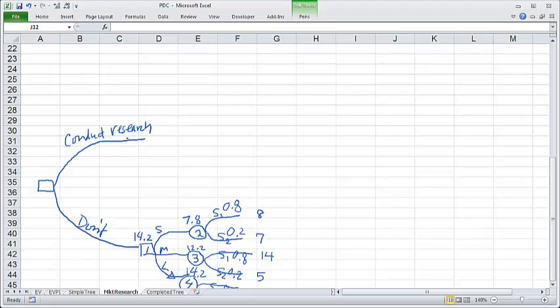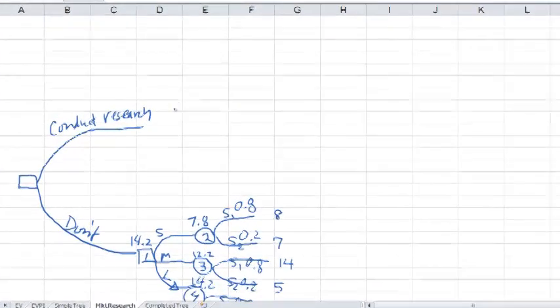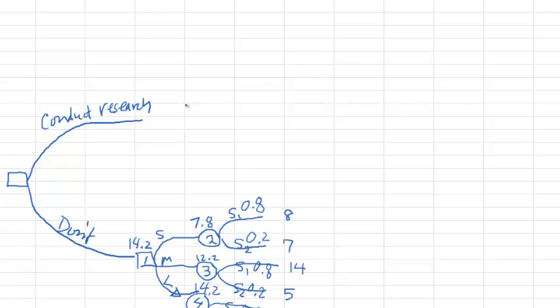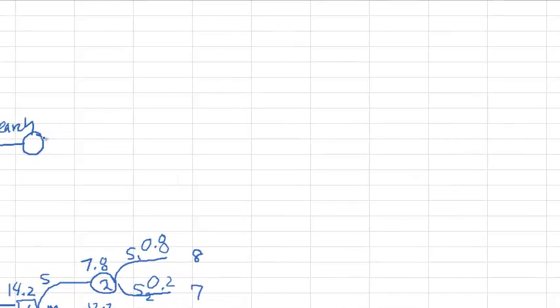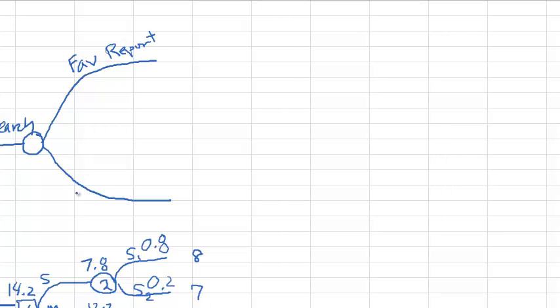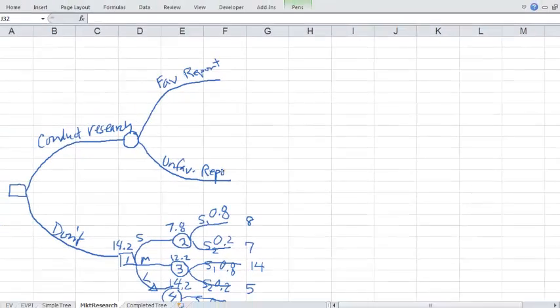If we conduct the market research, then before we make the decision, we have to wait for the result of the market research. So the result will be either favorable report or unfavorable report. Do we get to choose what kind of report? No. So we need a chance node with the two corresponding branches. Predict favorable report and unfavorable report.